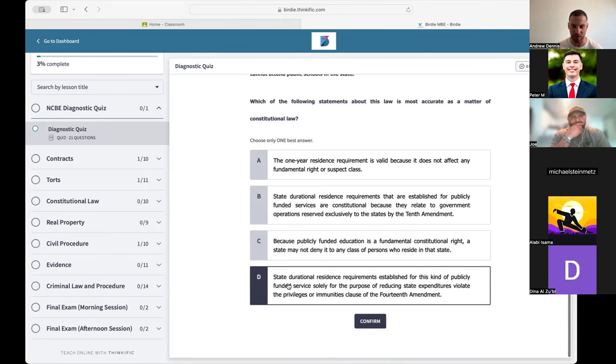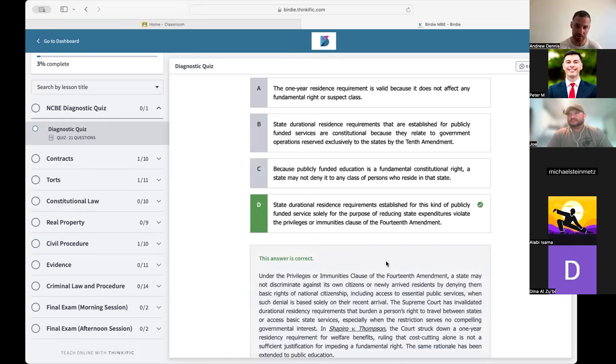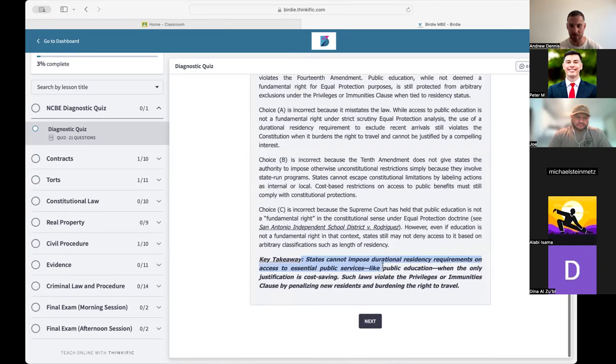This is going to be a state durational residency requirement that's been held to violate the privileges or immunities clause of the 14th Amendment, which is discriminating against out-of-staters. And remember what I said, privileges or immunities from the 14th Amendment is slightly distinguishable from privileges and immunities under Article 4, which is a more common answer on the MBE from my experience. So states cannot impose durational residency requirements on access to essential public services like public education when the only justification is cost saving. Such laws violate the privileges or immunities clause by penalizing new residents and burdening the right to travel. Typically, privileges or immunities is about discriminating against out-of-state residents, burdening the right to travel, and this type of durational residency requirement under the totality of the circumstances would burden that right.